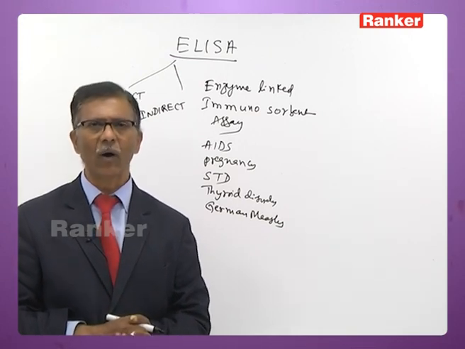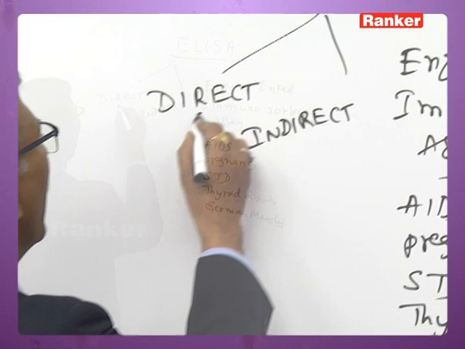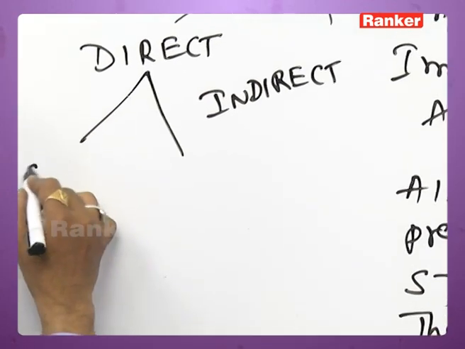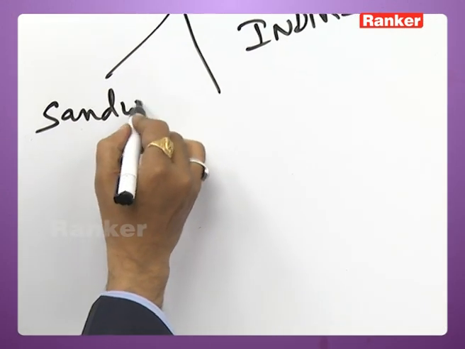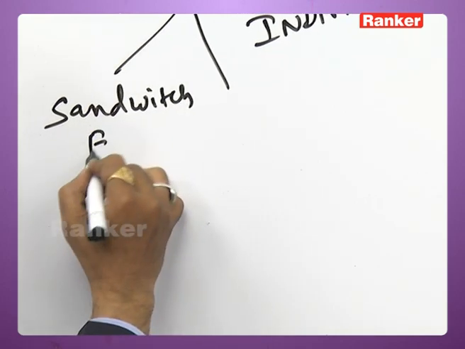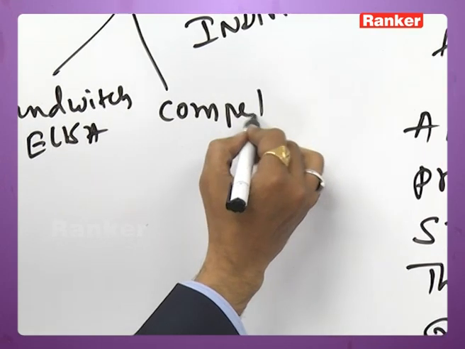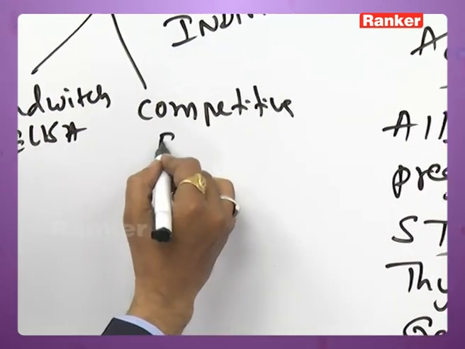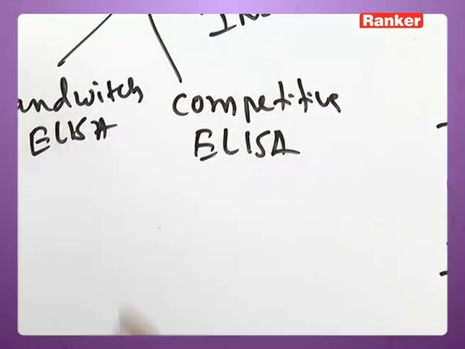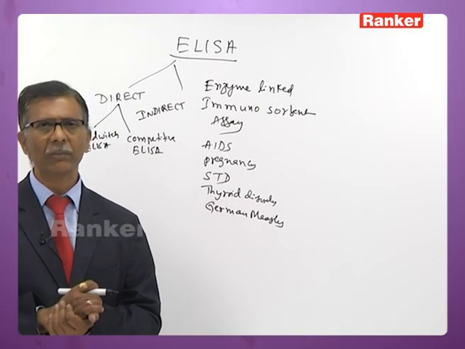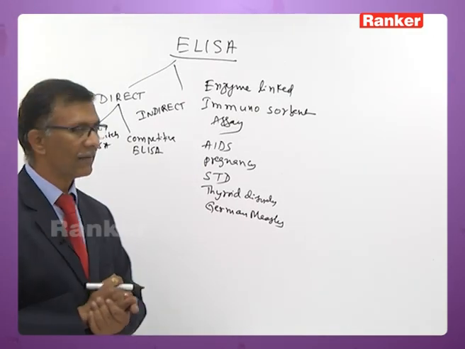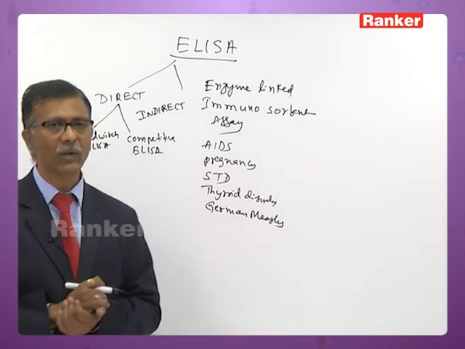Direct ELISA is again of two types. Direct ELISA in human beings is of two types: sandwich ELISA and competitive ELISA.